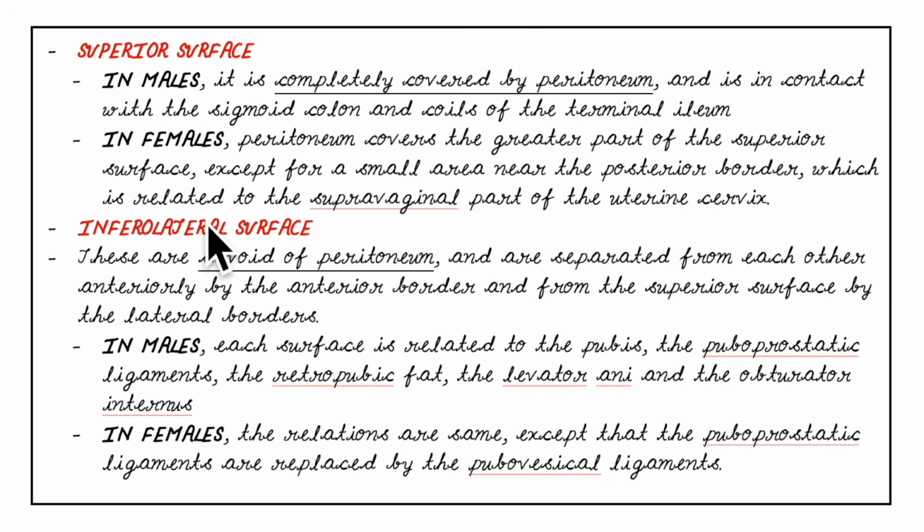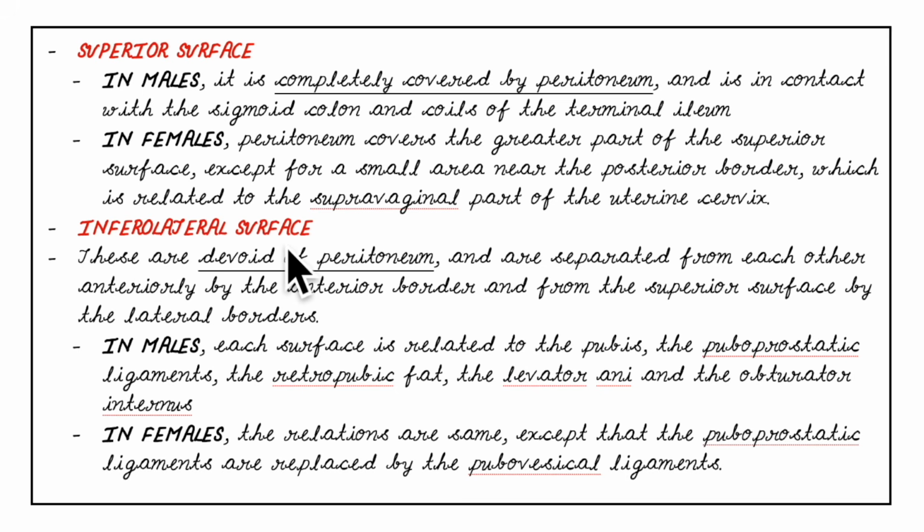Looking at the relations of the superior surface, in males it is completely covered by peritoneum and is in contact with the sigmoid colon and coils of the terminal ileum. In females, the peritoneum covers the greater part of the superior surface except for a small area near the posterior border, which is related to the supravaginal part of the uterine cervix.